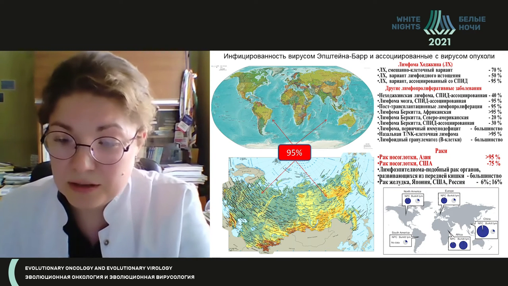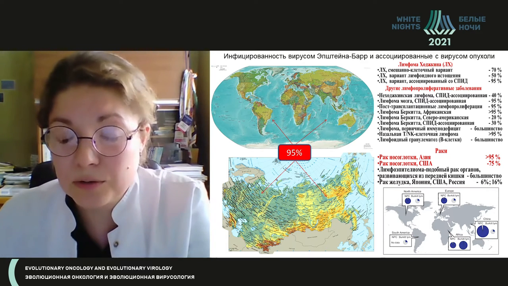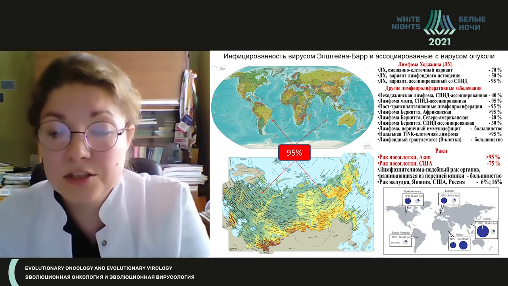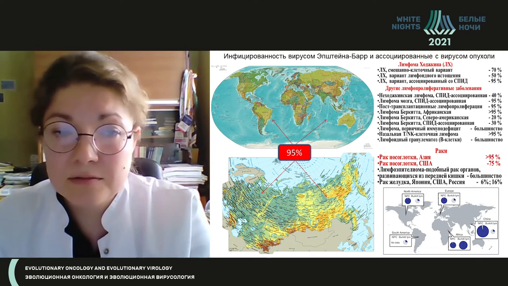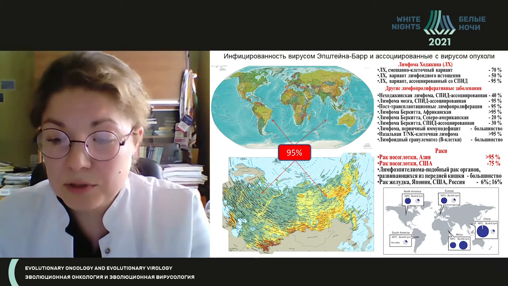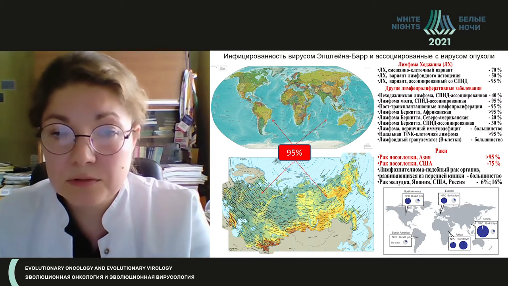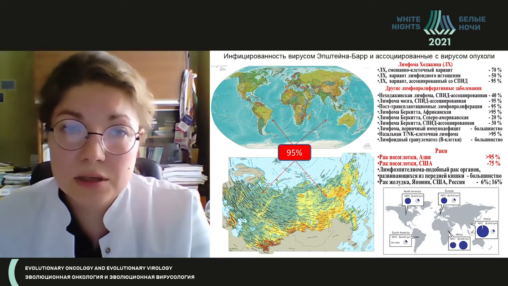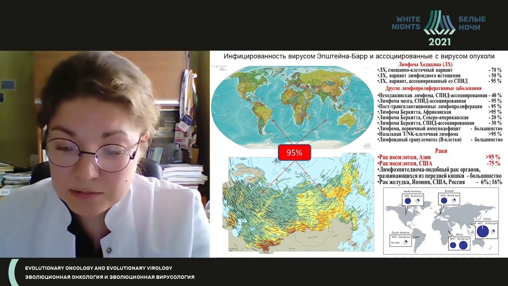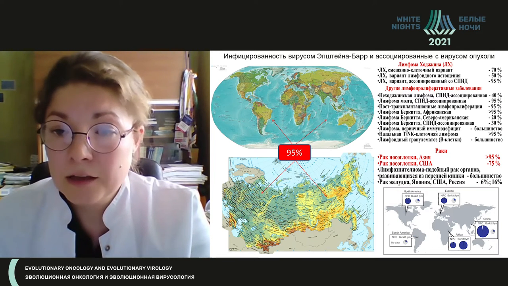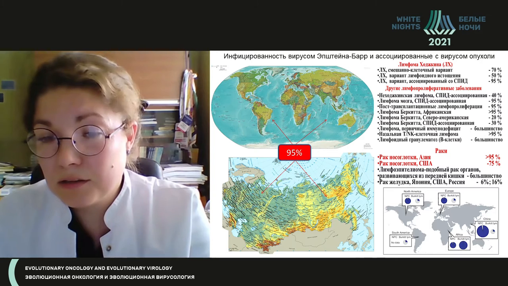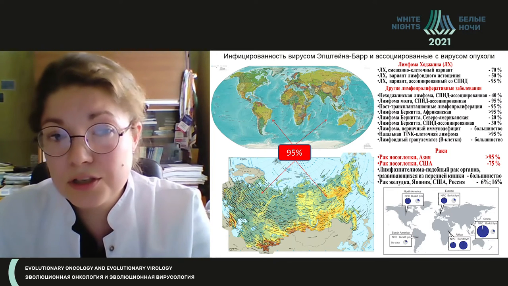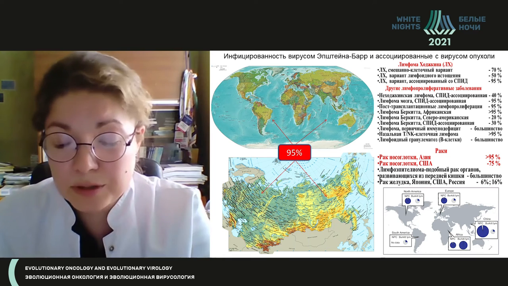But the most important specific feature of EBV-associated malignancies, which I mentioned, is their concentration in several regions, in so-called endemic areas. For instance, nasopharyngeal cancer is mostly seen in Southeast Asia. Hodgkin lymphoma is mostly in the Mediterranean area, and so on and so forth. But the causes of such endemic areas today are not quite clear.